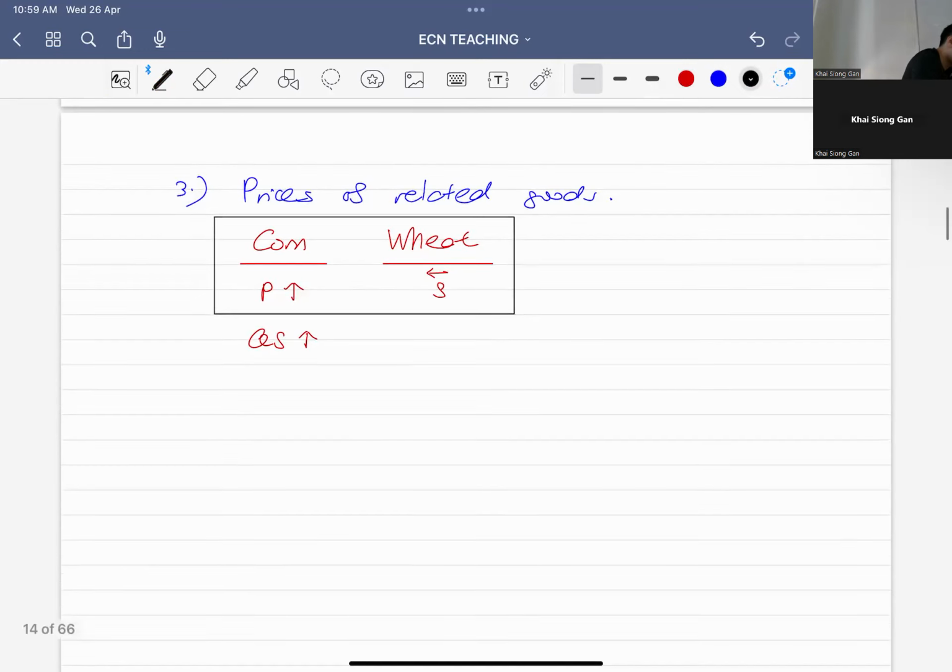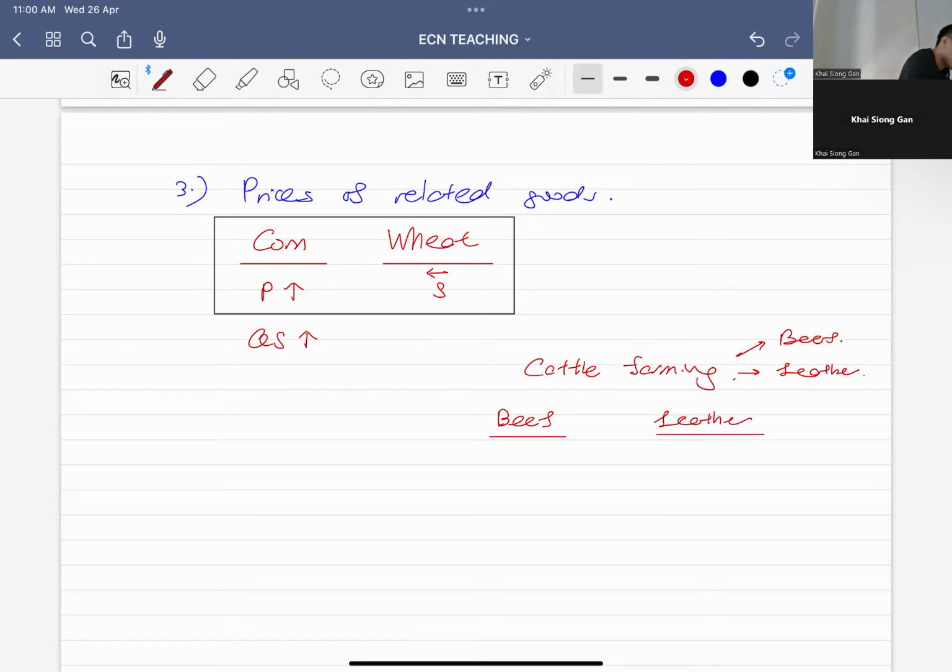Okay, another example, let's say you are a farmer doing cattle farming. That means you keep calves, and these cattle can be used for beef production and leather production. For example, the meat of the cattle can be used for beef, but the skin can be used for leather. So now we look into these two products, beef and leather.